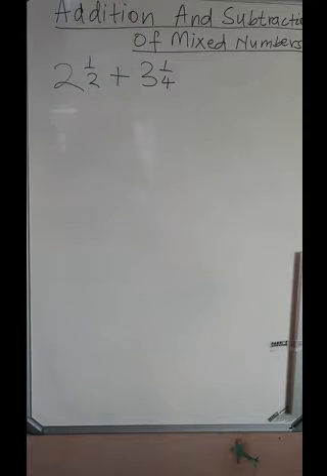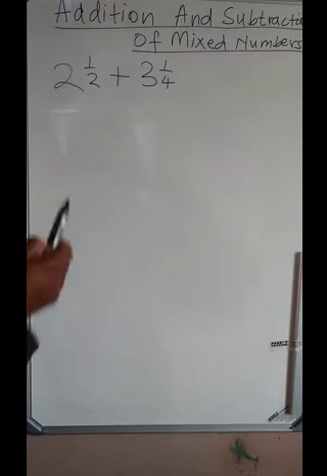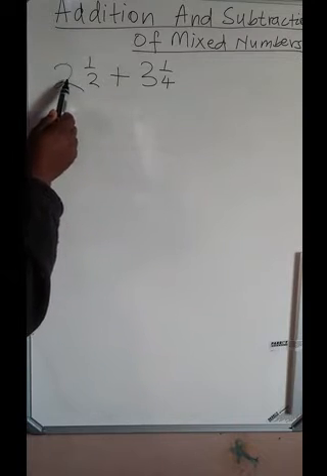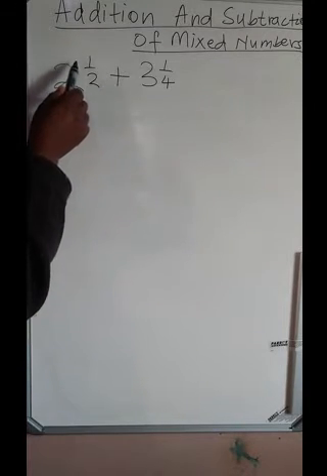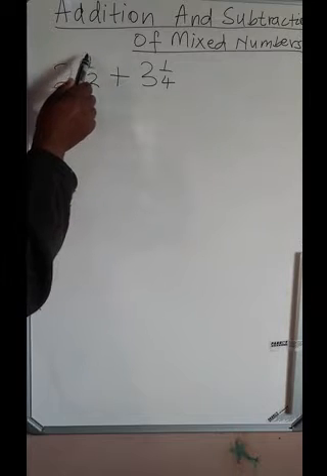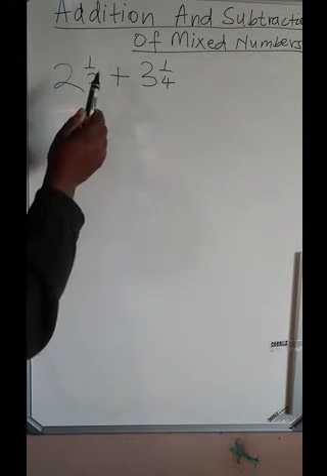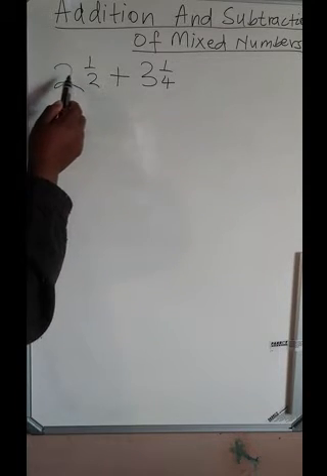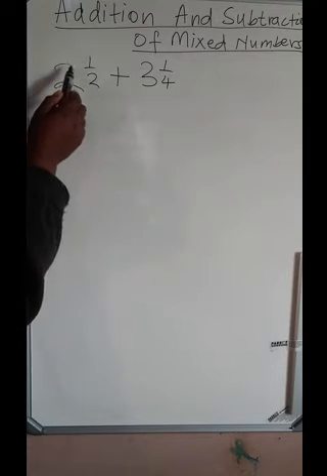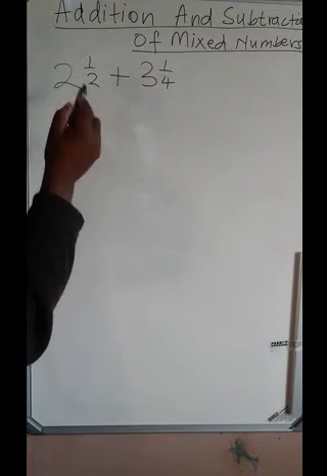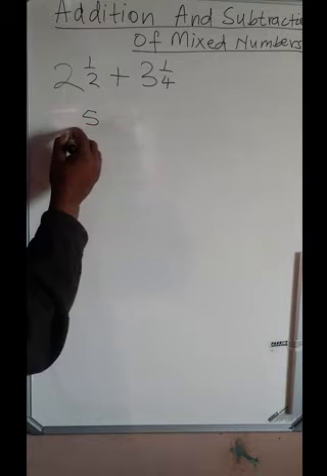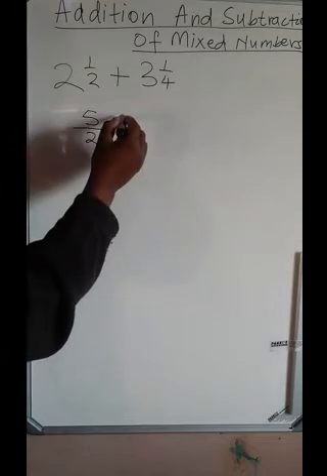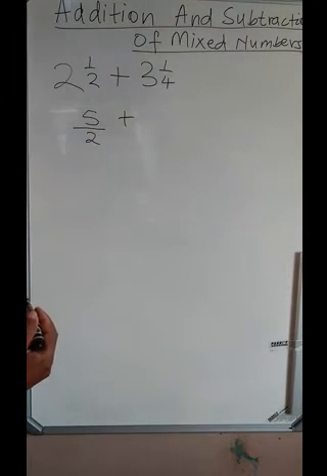When we are changing 2 1/2 into an improper fraction, you multiply the denominator by the whole number, and then you add the numerator, and everything will be over the denominator. So 2 multiplied by 2 is 4. 4 plus 1 is 5. So it is 5 over the denominator. The denominator is 2. So this is plus.